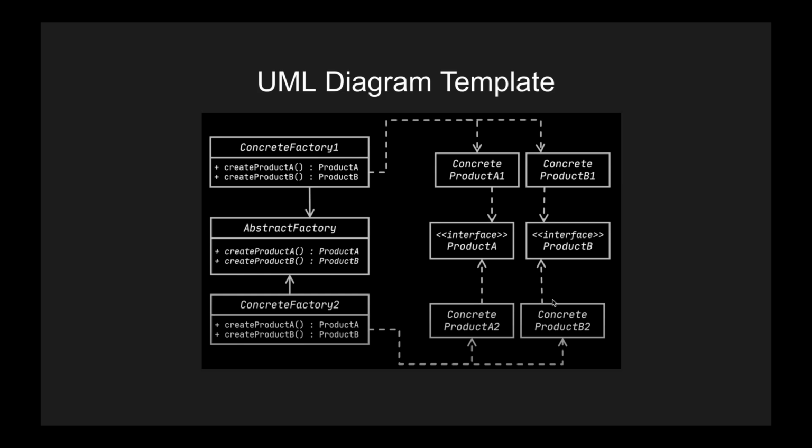Now both concrete product A1 and concrete product A2, these classes both inherit from the interface product A, and concrete product B1 and concrete product B2 both inherit from the interface product B.